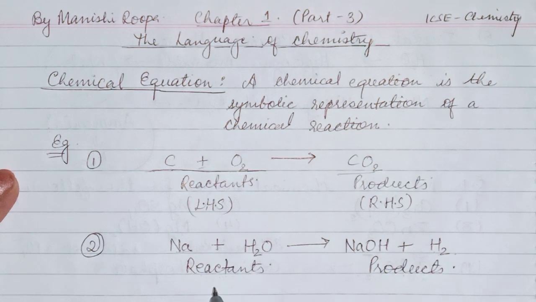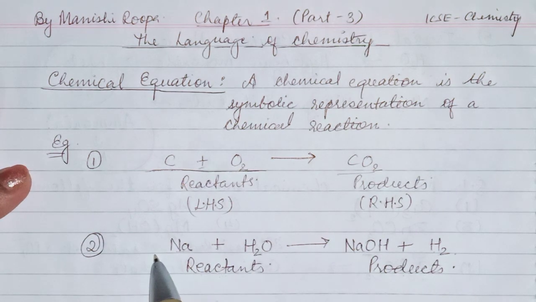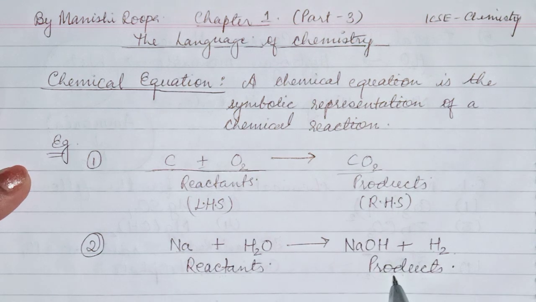Now children, see here, this reaction is called a skeleton reaction. Skeleton reaction means that the number of atoms on the reactant side and product side is not equal. That means we have written the chemical formulas as they are, without balancing. So a skeleton reaction is a chemical reaction in which balancing is not done.